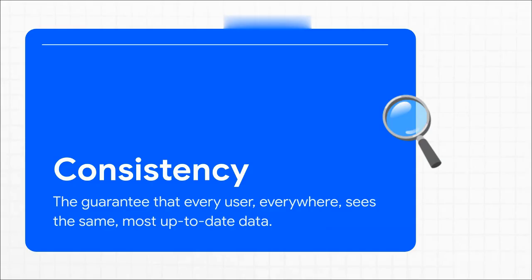First up, let's talk about consistency. What this really means is a promise. It's the promise that when a user in Tokyo updates their info, another user in London sees that exact same update right away. It's all about making sure everyone is looking at the one single source of truth.